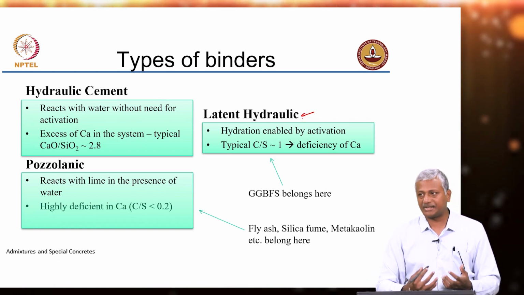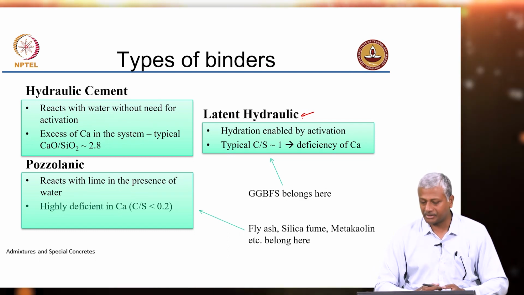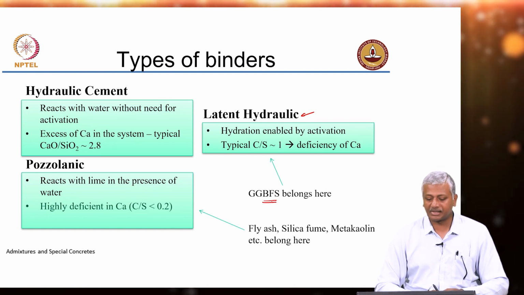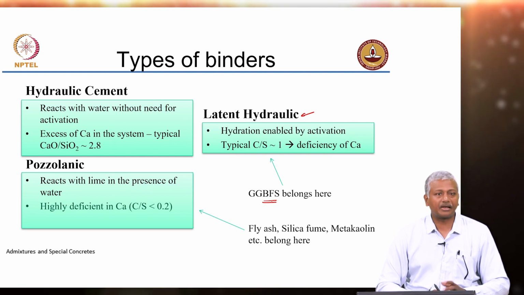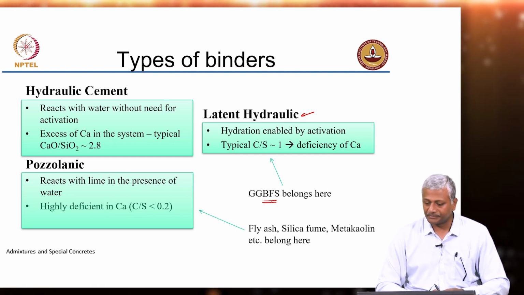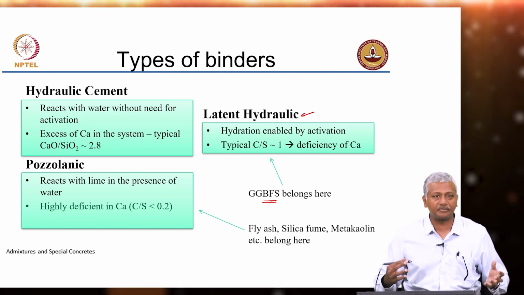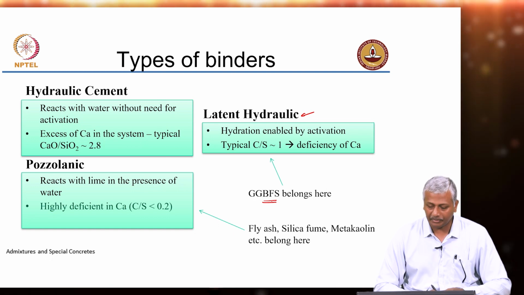That means hydraulicity is there in the material, but it cannot be brought out unless you do some activation, like your slag, ground granulated blast furnace slag, where calcium is not very high, it is deficient in calcium. Calcium silica ratio is typically around 1, okay, and the hydration is enabled by activation. You need some sort of an activator to get this hydration going, otherwise it does not happen.